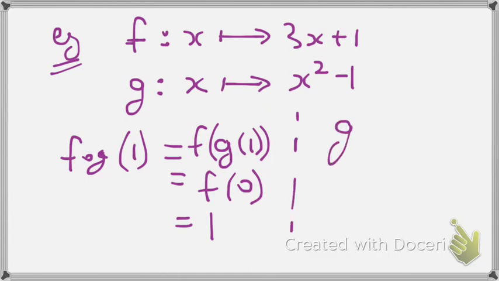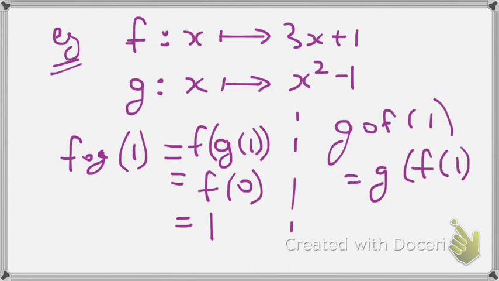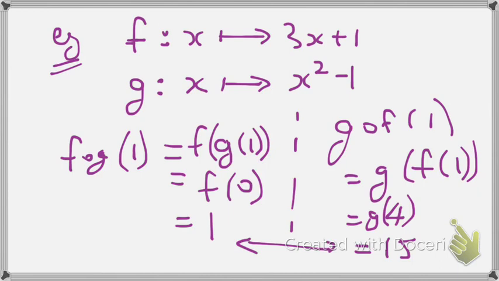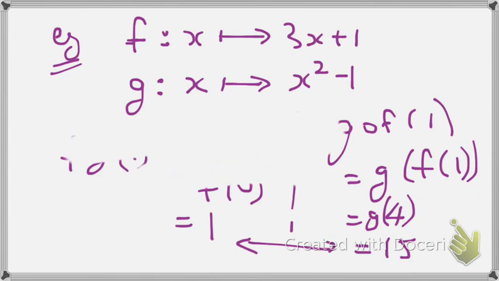Let's check g of f of 1. f(1) is 4, is that right? Yeah. f(1) is 4, so g of 4 is 15. And notice they're not the same. If they're not the same in one place, they're not the same in any place.